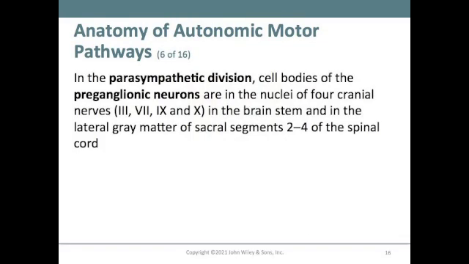Anatomy of autonomic motor pathways continued. In the parasympathetic division, cell bodies of the preganglionic neurons are in the nuclei of the four cranial nerves, in the brainstem, and in the lateral gray matter from the sacral segments 2 to 4 of the spinal cord.